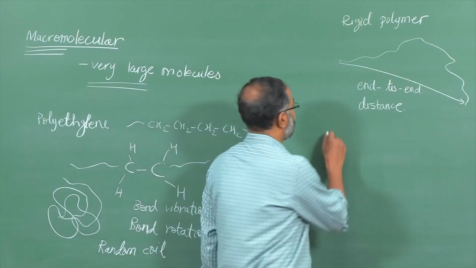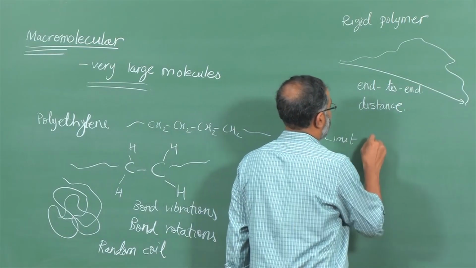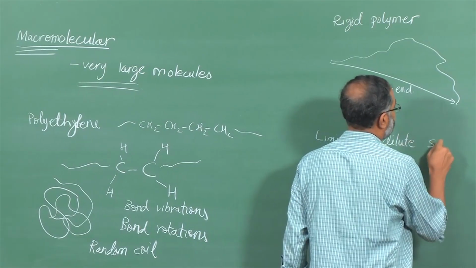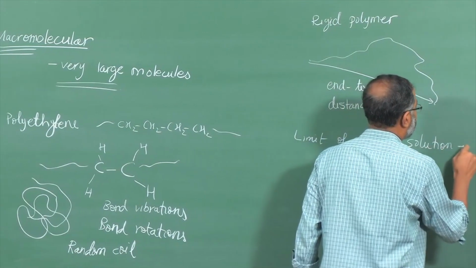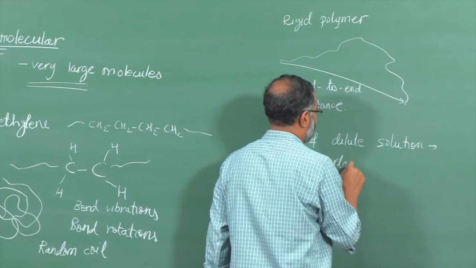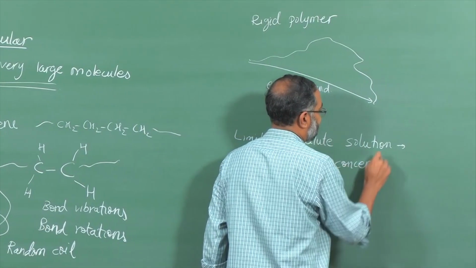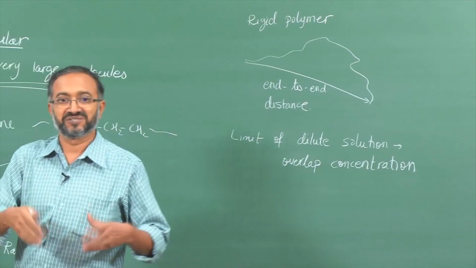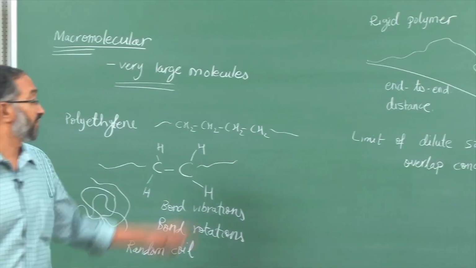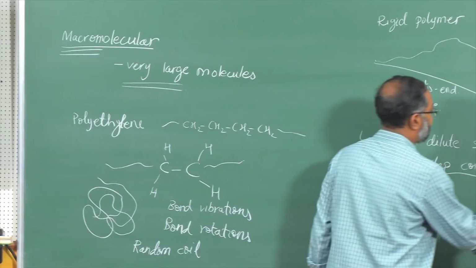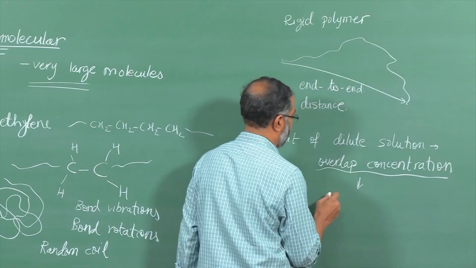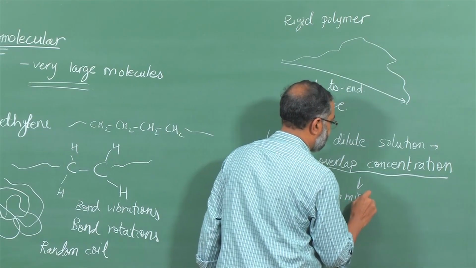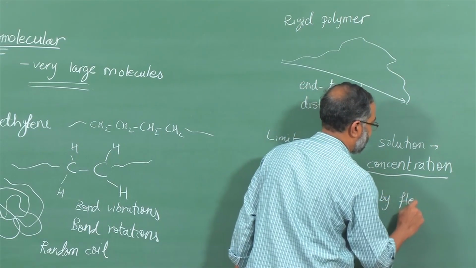So, in general the limit of dilute solution is also generally referred to as overlap concentration. The idea is that it is the concentration of polymer at which they start just about overlapping, which means they start interacting with each other. So, this overlap concentration depends on the flexibility of the macromolecule. So, it is determined by flexibility.